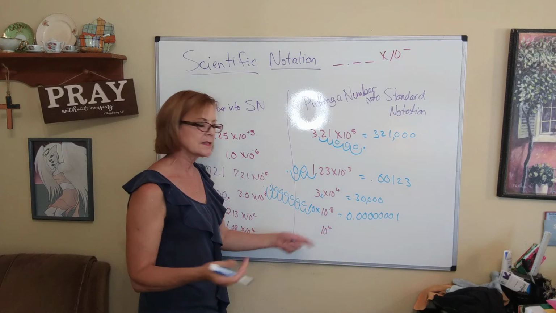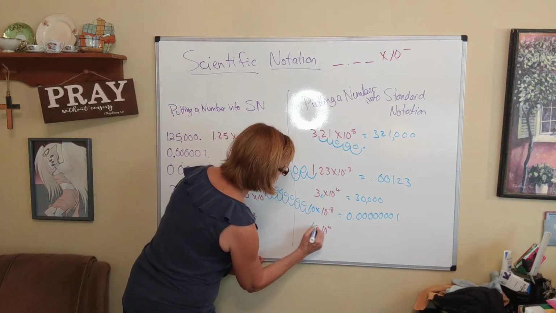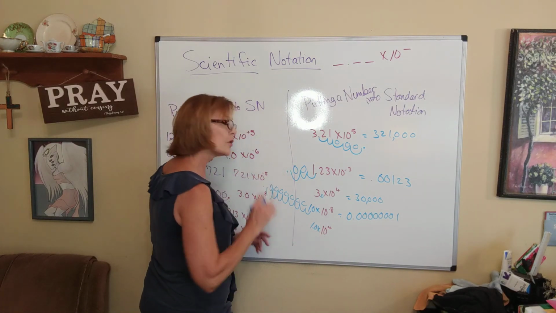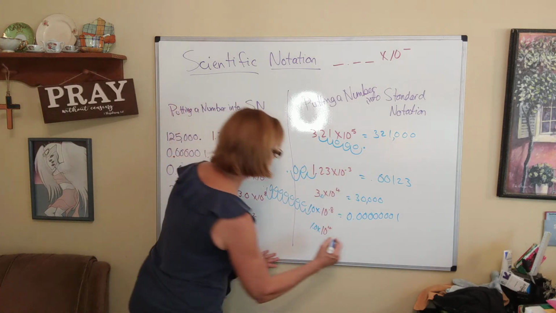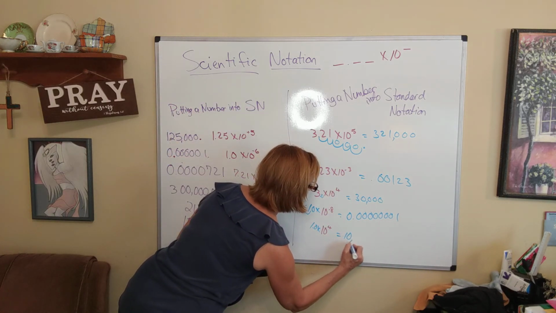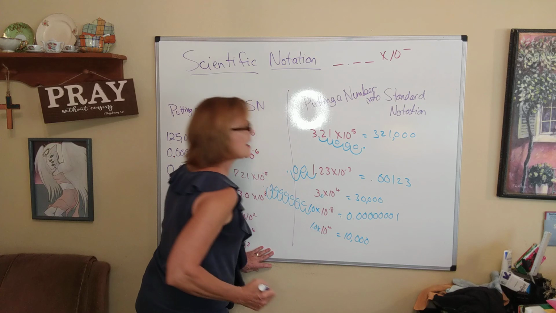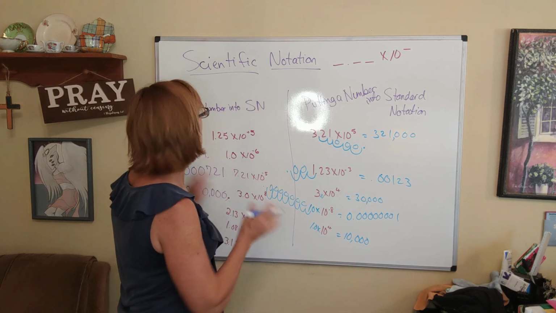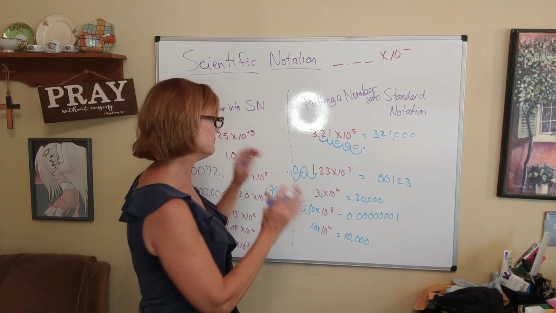10 to the 4th, it's the same concept. This is really a 1.0 times 10 to the 4th. We're gonna move it 4 places to the right. So this is gonna turn into 10,000. So that is scientific notation, putting it in, taking it out.